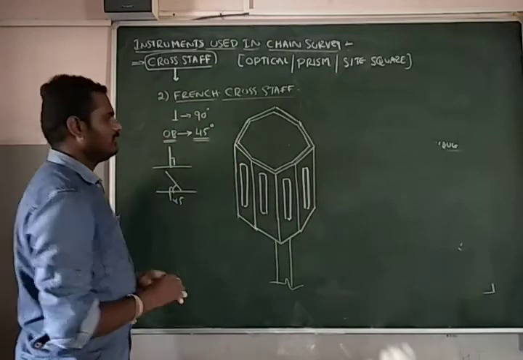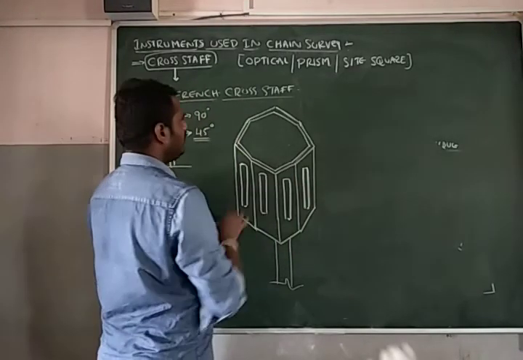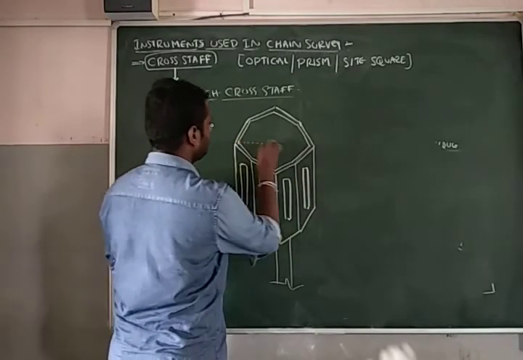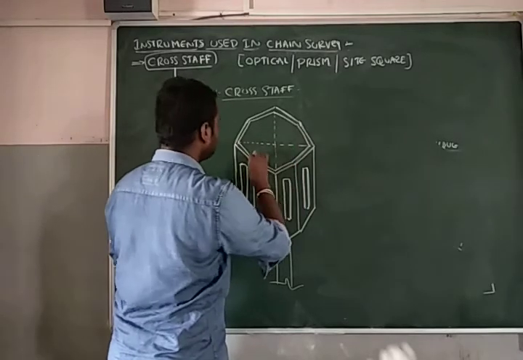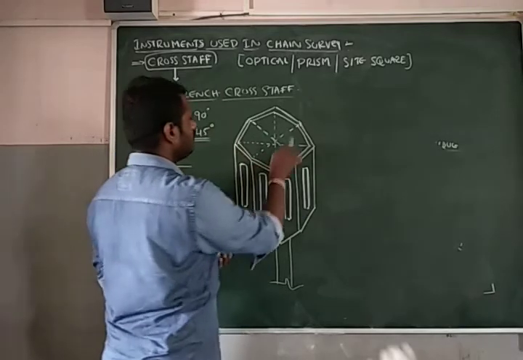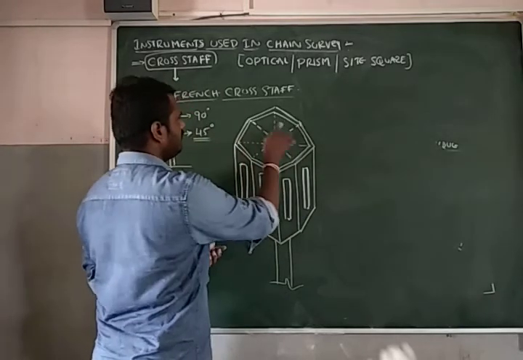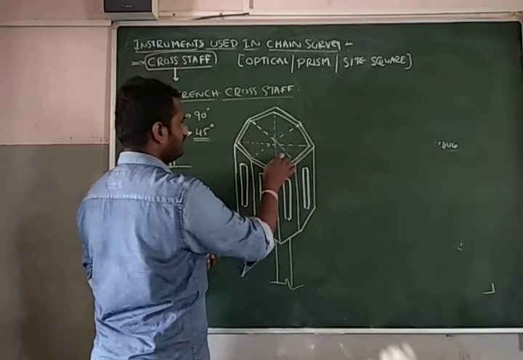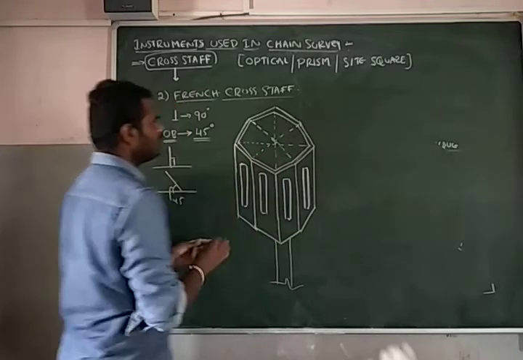So like this, I am unable to draw over here. Like this, you will also have, see, 1, 2, 3, 4, 1, 2, 3, 4. 45, 45, 45 right here. 90, 90, 90, 90. So this is how you will be having.